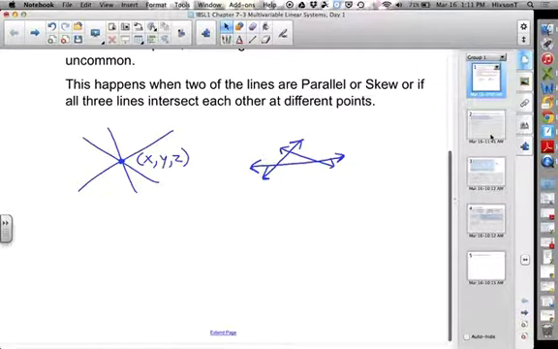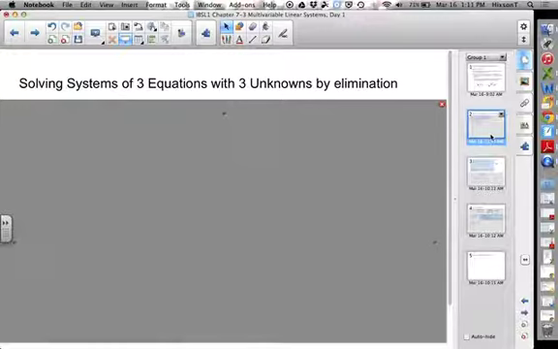Alright, so let's talk about how to solve a system of three equations with three variables by elimination. Okay, elimination. Now this method, it's kind of a variation of something called the Gaussian method. Only in the sense that the same guy came up with both of them.